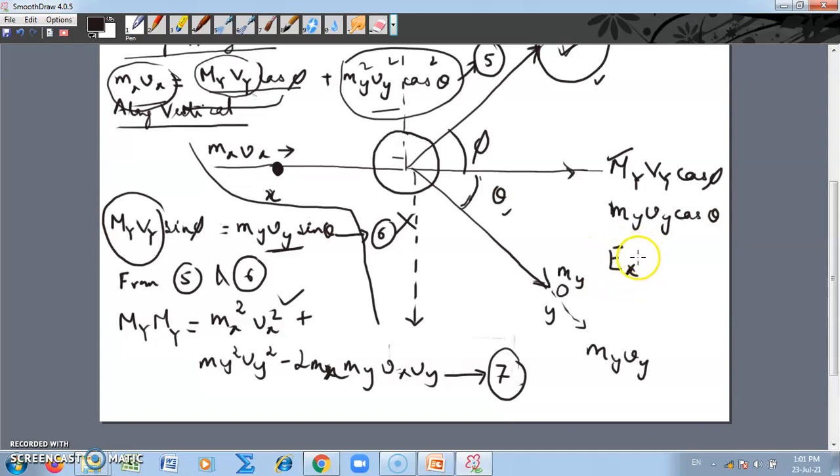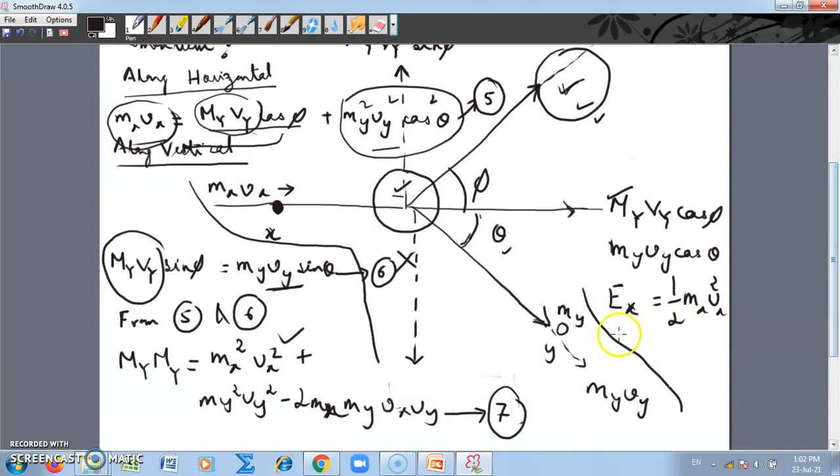E stands for the kinetic energy of that small particle, so this is equal to half mv squared, so it is mx into vx squared. And what about this one? This doesn't have a kinetic energy because it is at rest. What about this one? This is the big nucleus Y, so this would be E capital Y, and this is equal to half into m of y into vy squared. This is capital Y.